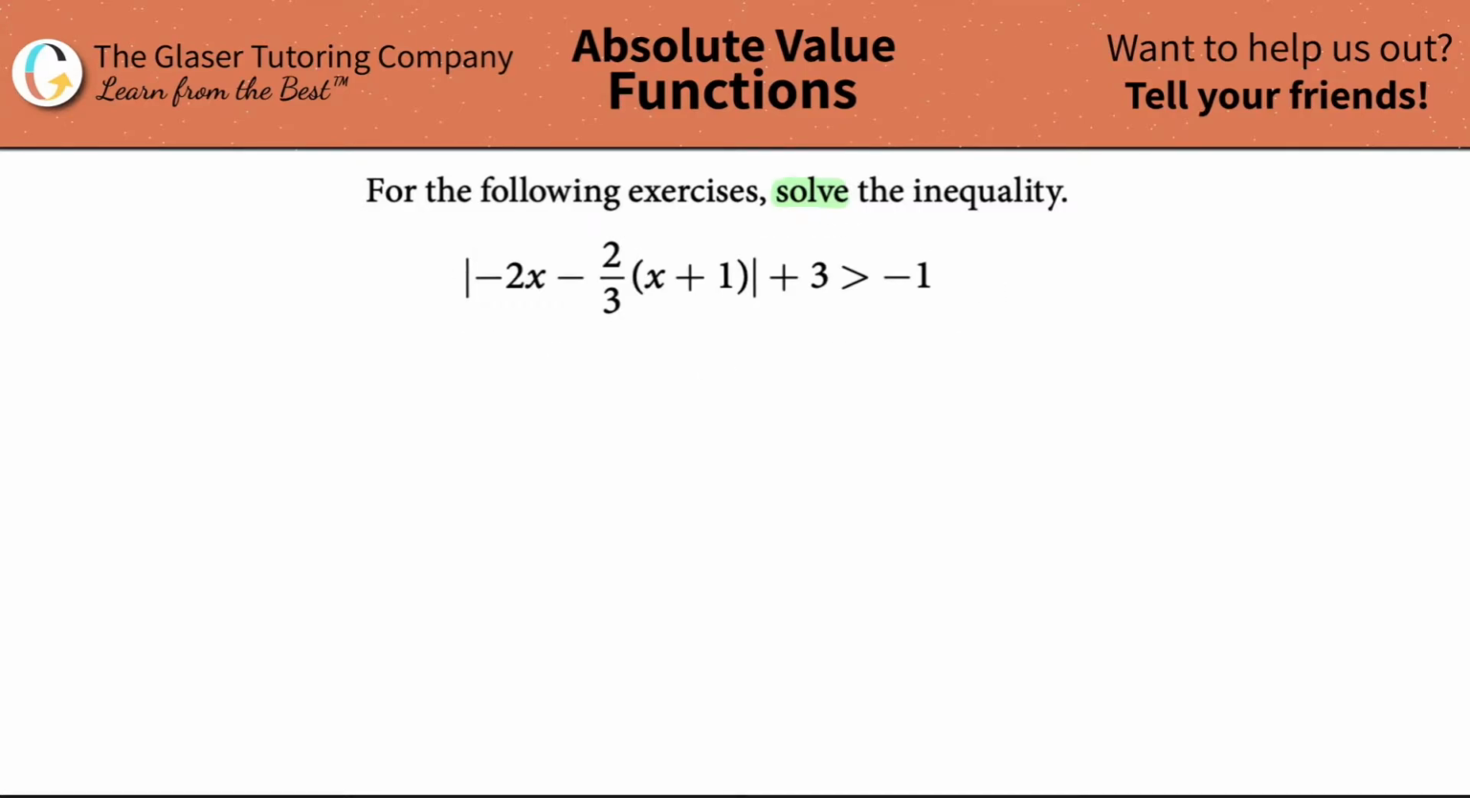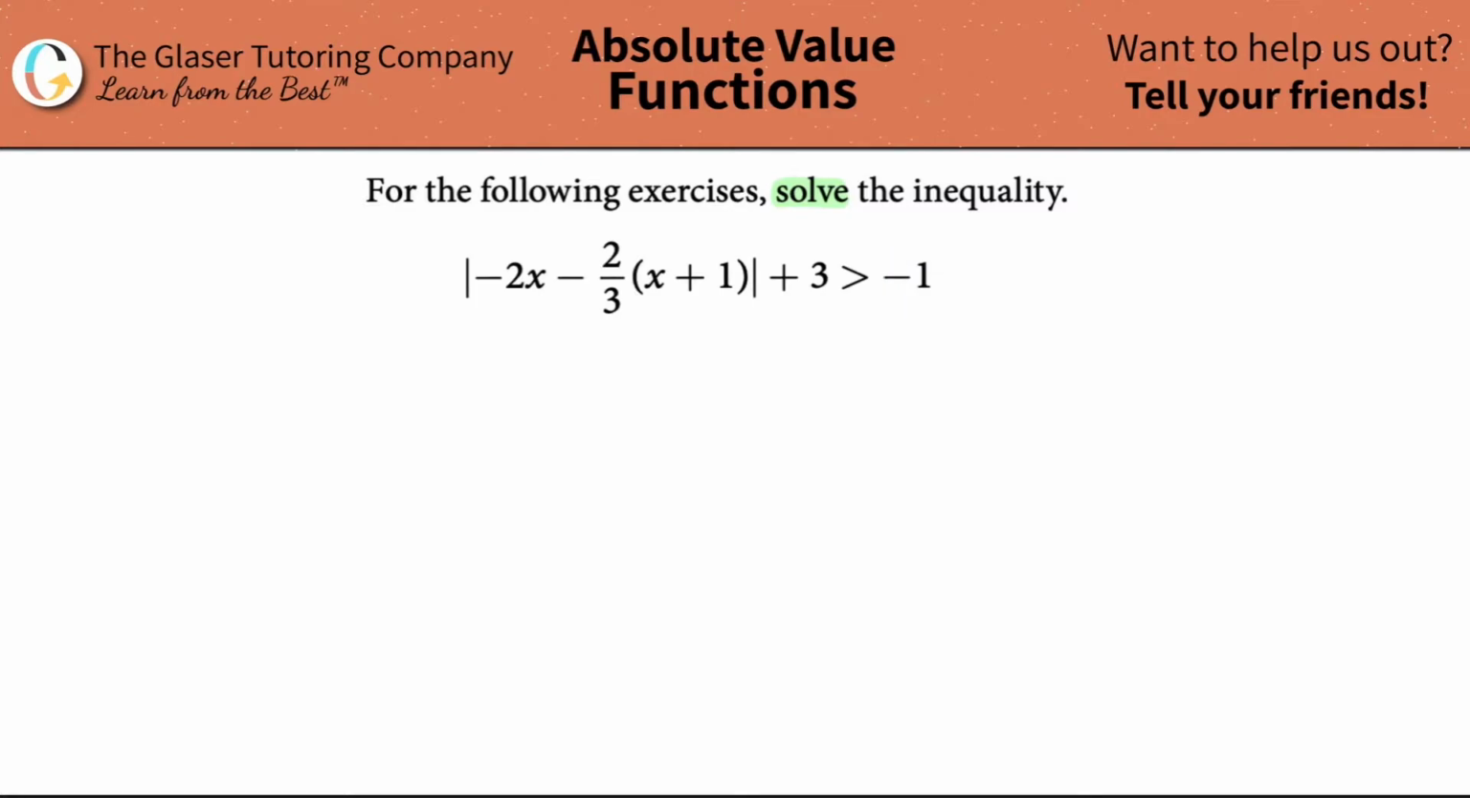And the inequality is the absolute value of negative 2x minus 2 over 3 times x plus 1, and that's the end of the absolute value, plus 3 is greater than negative 1. And remember, I said greater than because I always think about this in terms of an alligator mouth. It's open, right? Here are the little teeth. The alligator mouth is always chomping on the bigger guy. He wants to eat the bigger guy. So this whole thing has to be greater than negative 1.